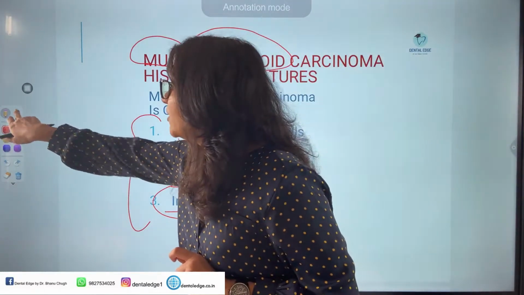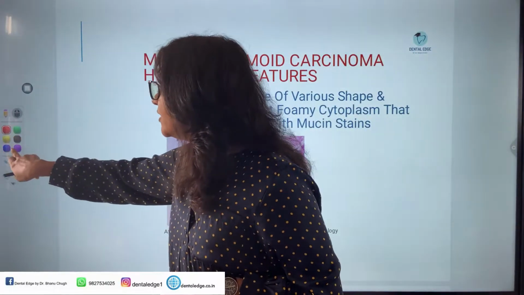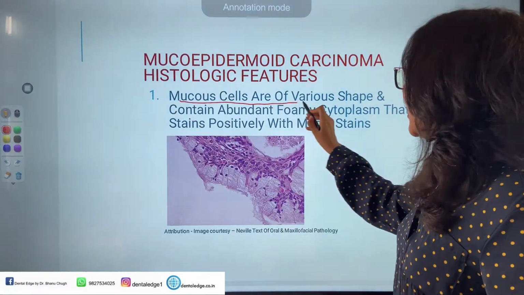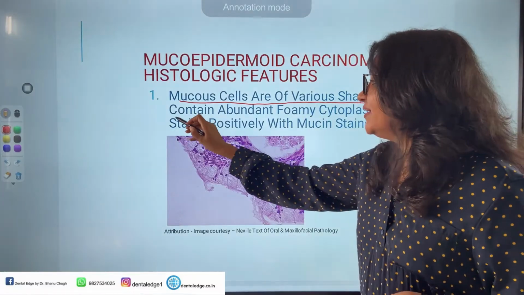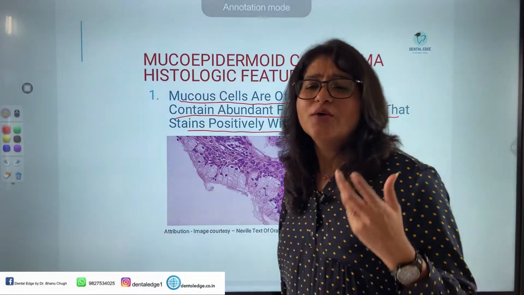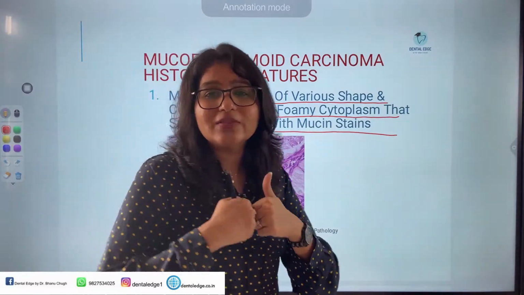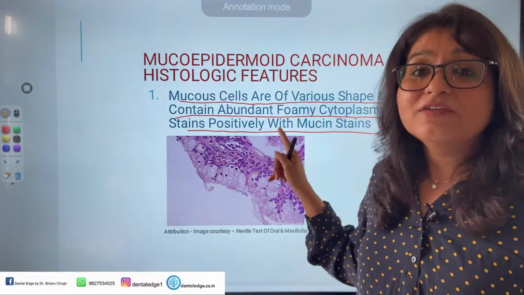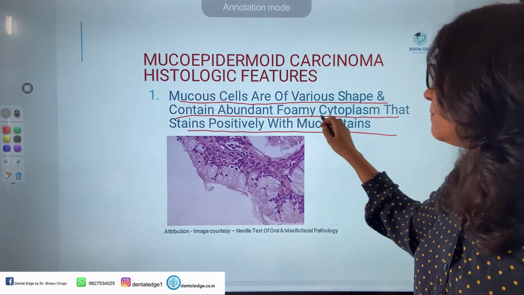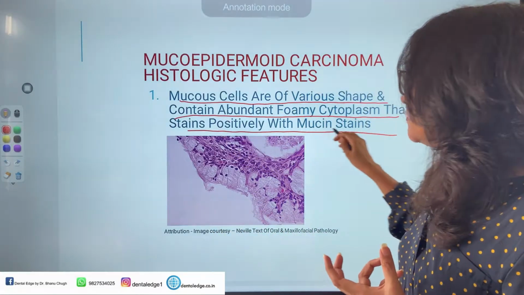Now let's see what are the features of these particular cells. How will the mucus producing cells appear? Now these mucus cells are of various shape and contain abundant foamy cytoplasm that stain positively with mucin stains. They are large cells, the nucleus is towards one end, it is filled with mucin and they stain positively with mucin stain and the cytoplasm is foamy. You will see empty foamy cells that stain positively with mucin stain.